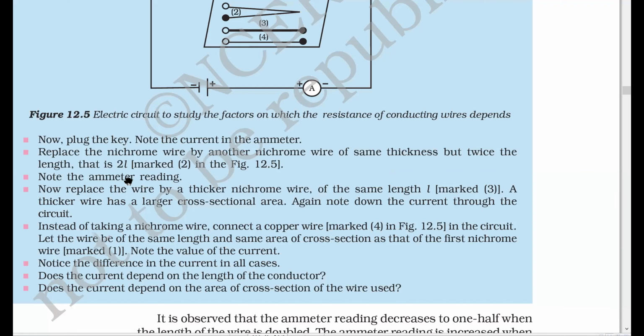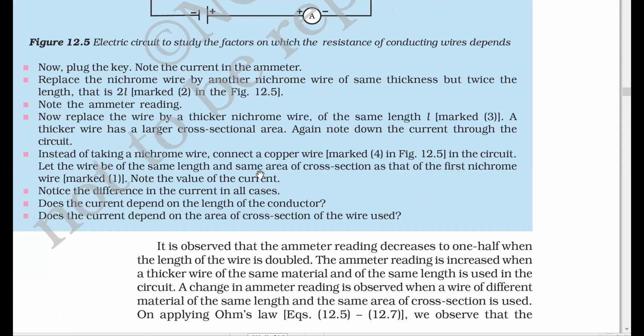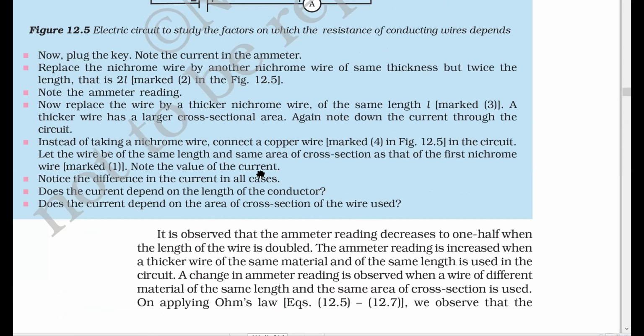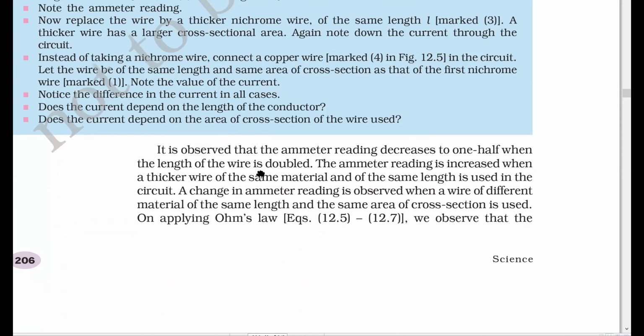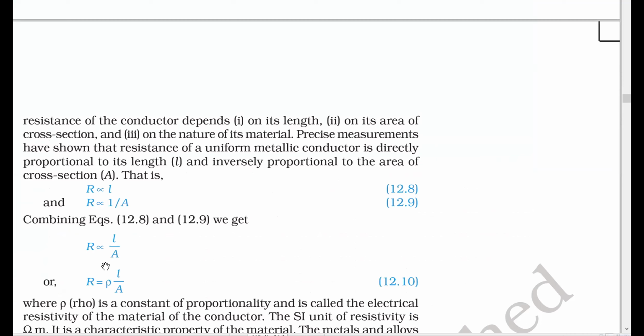Okay, and does current depend on area of cross section? Yes, if area of cross section is more, resistance is less, and resistance is less, so current is more. Okay, all these observations are actually the conclusion of this experiment. So on this basis we derived yesterday that R is equal to rho L upon A, where R is resistance, rho is resistivity, L is length and A is area of cross section.